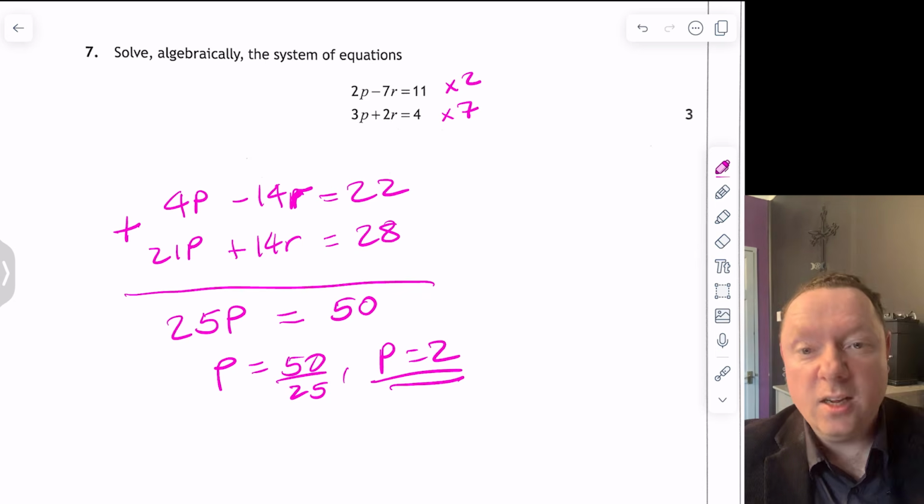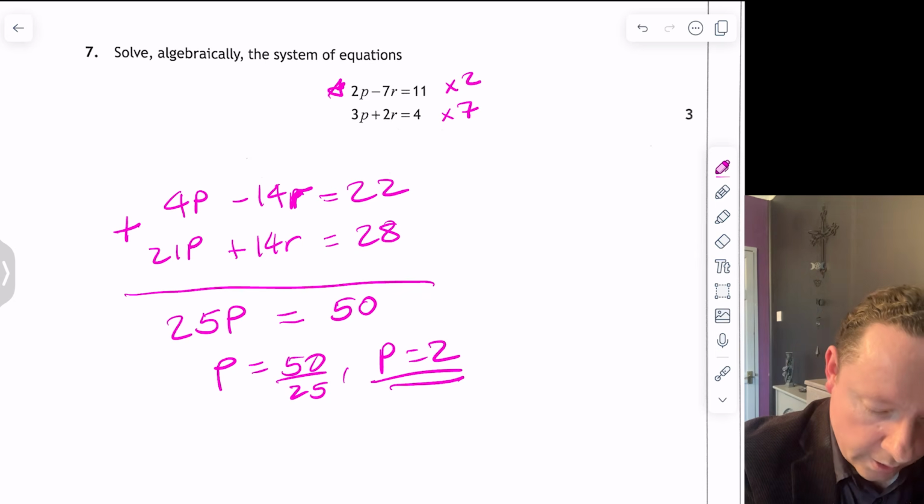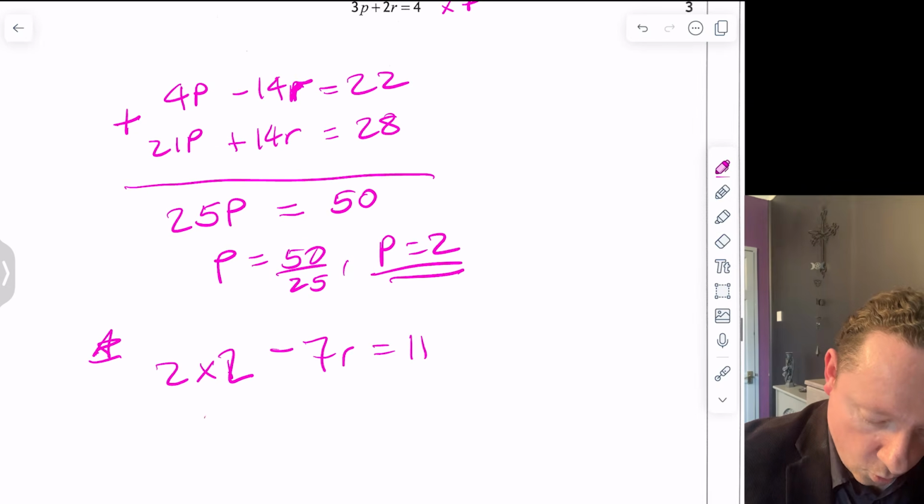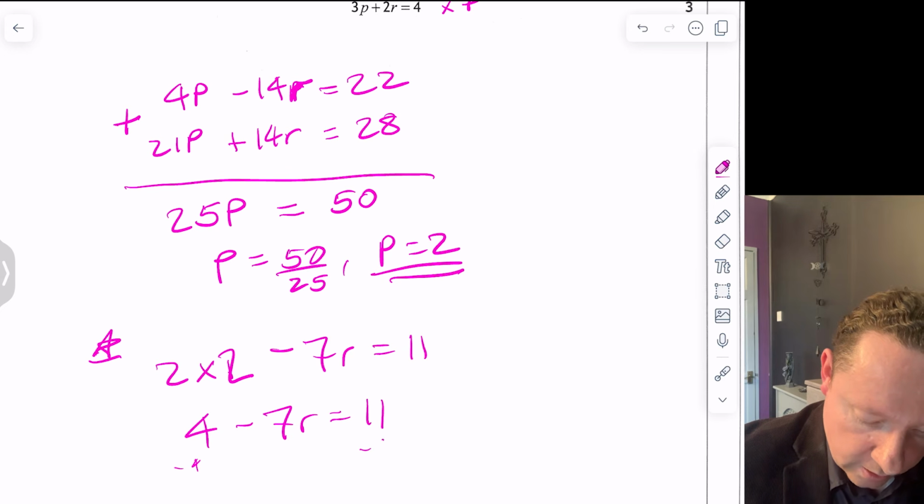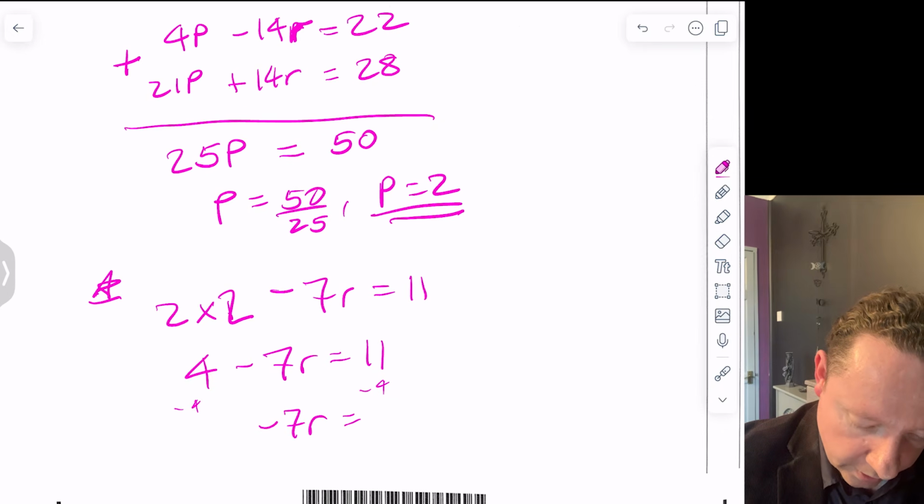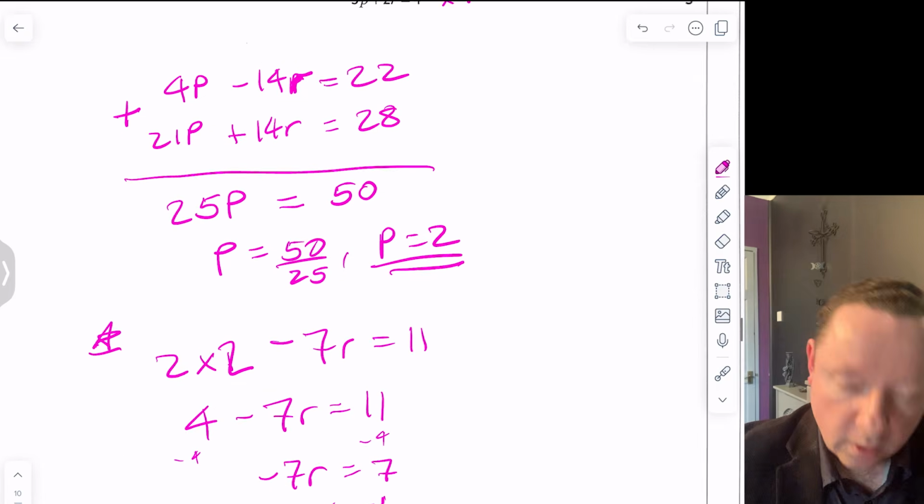And now you just sub in any equation you want. I usually just pick the first one. So picking the first one, we've got 2p, 2 times 2, minus 7r equals 11. So that's 4 minus 7r equals 11. 11 minus 4 then, taking away 4 from both sides. You get minus 7r equals 7. So r is minus 1. No other statement to make for this question, so we're done there.